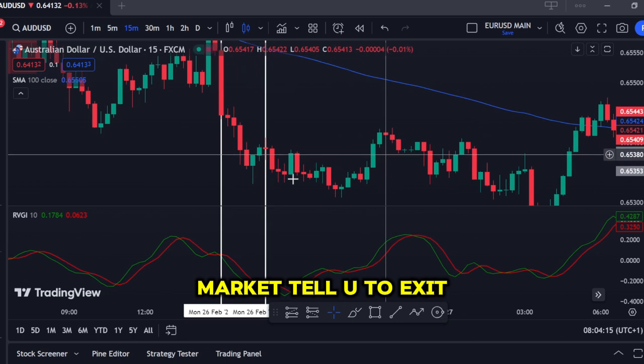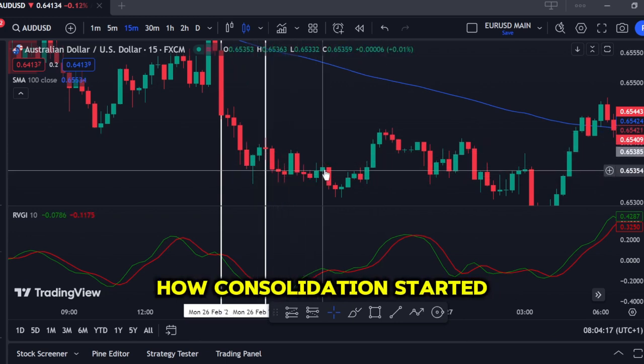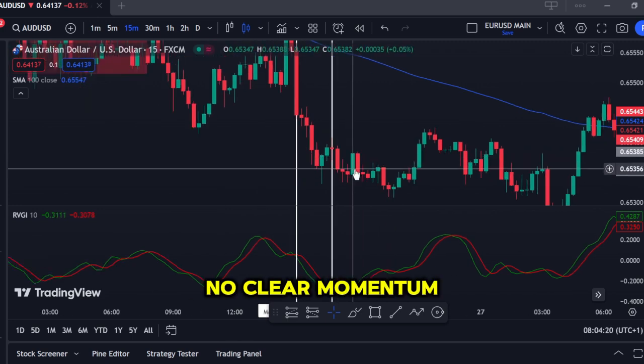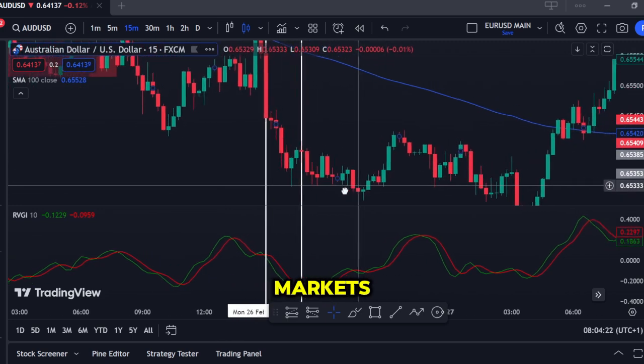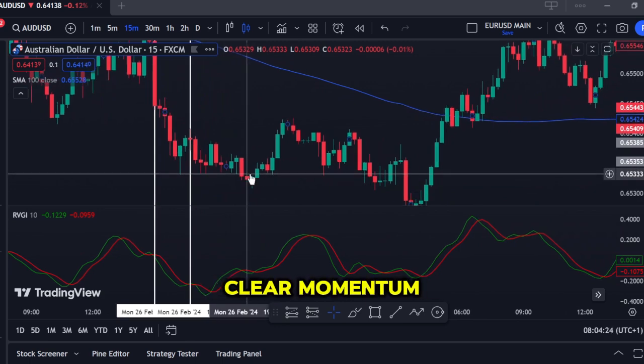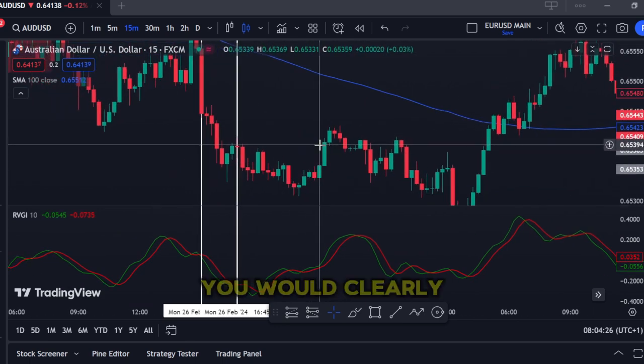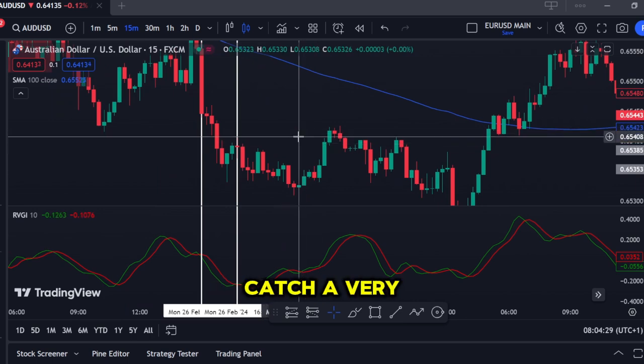Why did the market tell you to exit? You can see how consolidation started to happen and there was no clear momentum. I can promise you guys that if we go to a market or a period where there is clear momentum, you would clearly be able to catch a very large move.